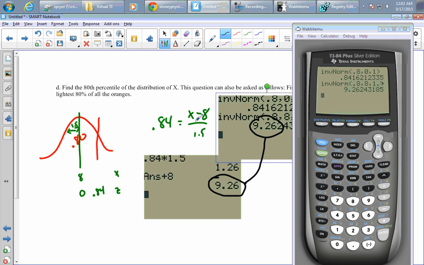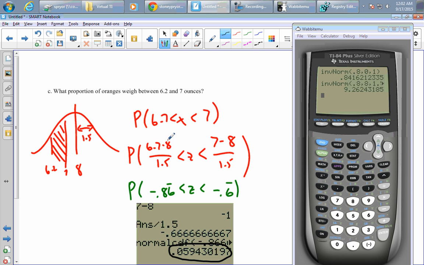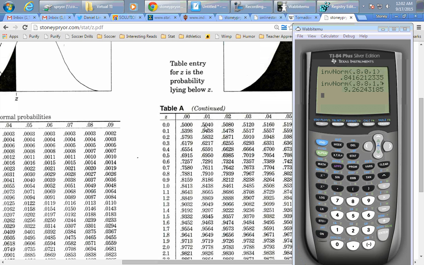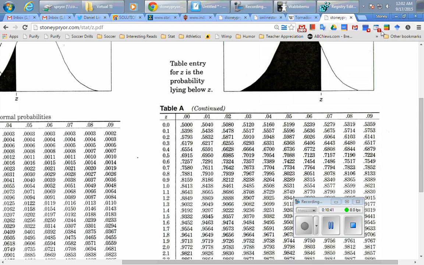Now, using your calculator, again, doesn't remove having to show any work. You still have to show all the same work. I still had to show all the steps here. Still have to draw a picture. But using your calculator for some of you will be easier than using this chart. And accordingly, you're welcome to do so.